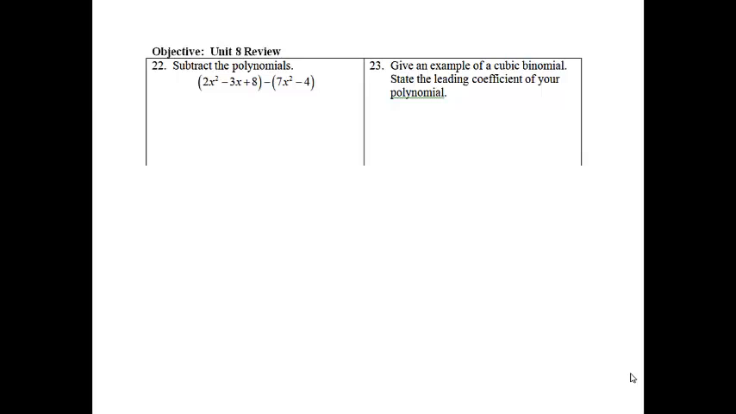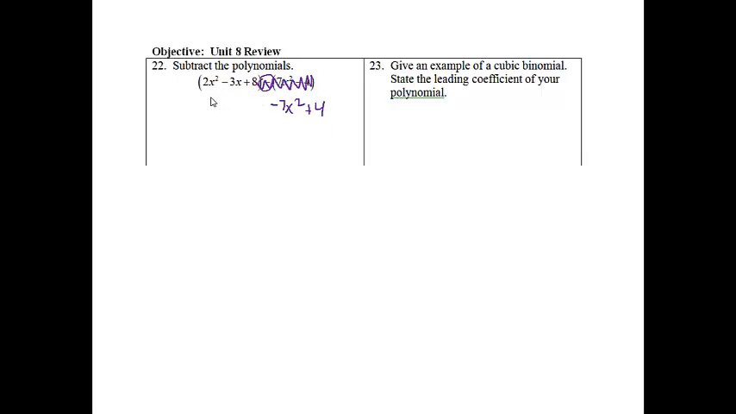Unit 8 review, problem 22, subtract the polynomials. So if you remember when we're subtracting polynomials, this minus sign is going to force me to take the opposite of whatever's after here. So 7x squared is going to become negative 7x squared, minus 4 is going to become plus 4. And then I generally like to cross those out so they're not in my way.